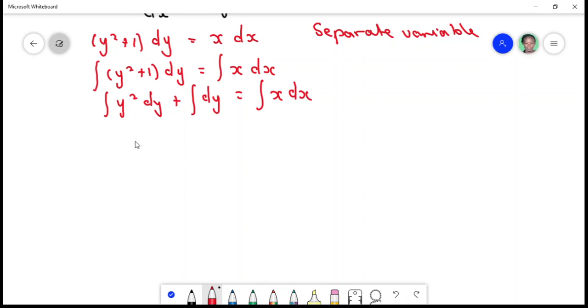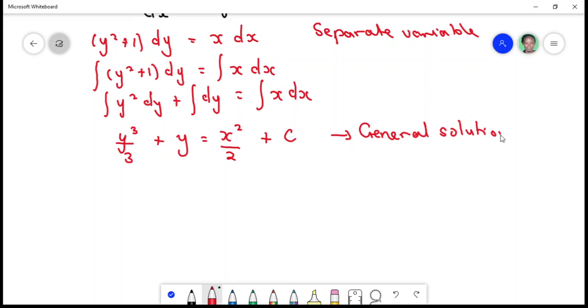So now let's look at it. If I integrate this, what do I have? You add plus 1 to the power, so you have 2 plus 1. So I have y cubed over 3 plus the integral of dy, which is y, equal to the integral of x, which is x squared over 2 plus a constant. So this is my general solution. If you take it slowly, it's simple.